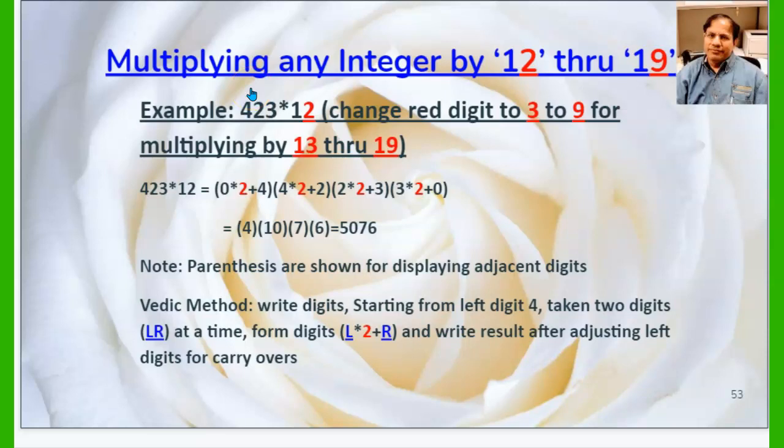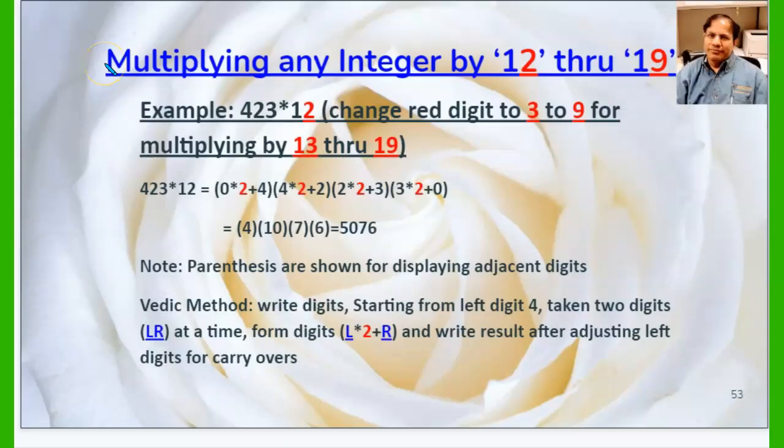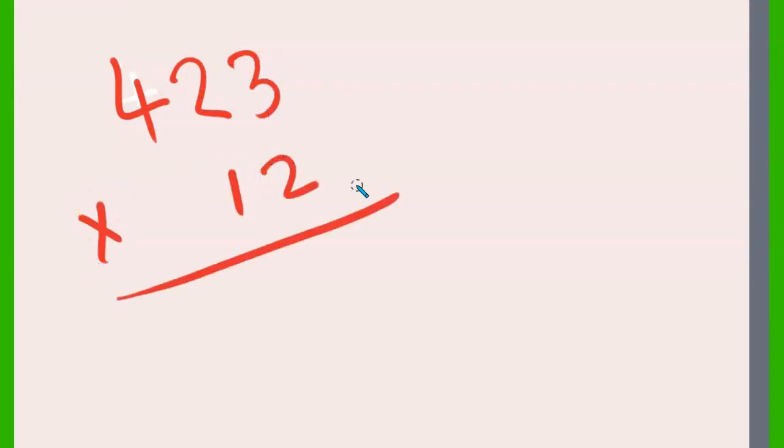So let's take an example of 423 times 12 and see how the multiplication is done. So we take 423 times 12. And what we do is we go from left to right and take the digits one at a time.